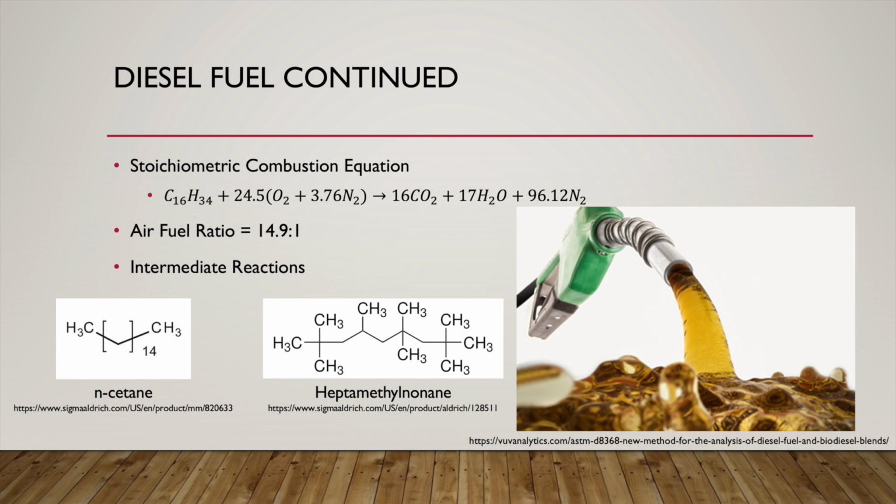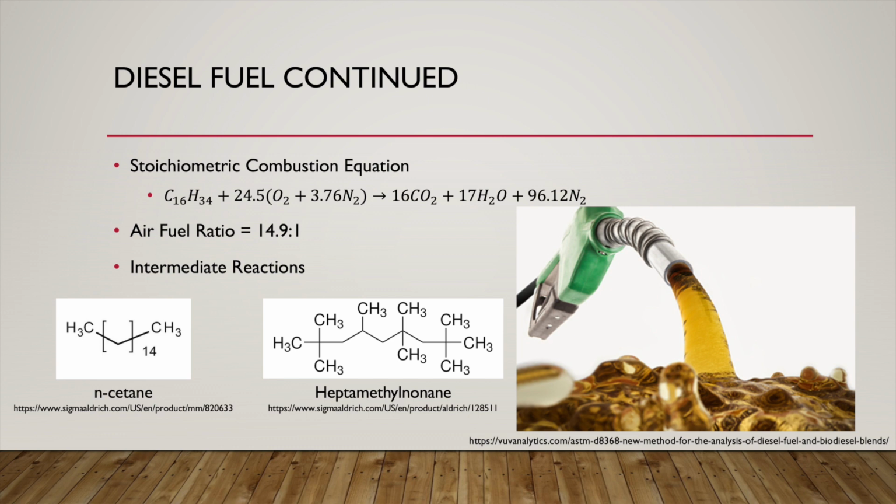So n-cetane and heptamethylnonane have the same chemical composition. It's just the way that the carbon and hydrogen is organized in the molecule. So when we do the stoichiometric combustion equation, we treat it as C16H34. And when we balance that, we'll get that the air-fuel ratio of the stoichiometric reaction is 14.9 to 1. And so when we're looking at the stoichiometric reaction, we don't have any oxygen at the end. We just have excess nitrogen because that doesn't react with the carbon and hydrogen.